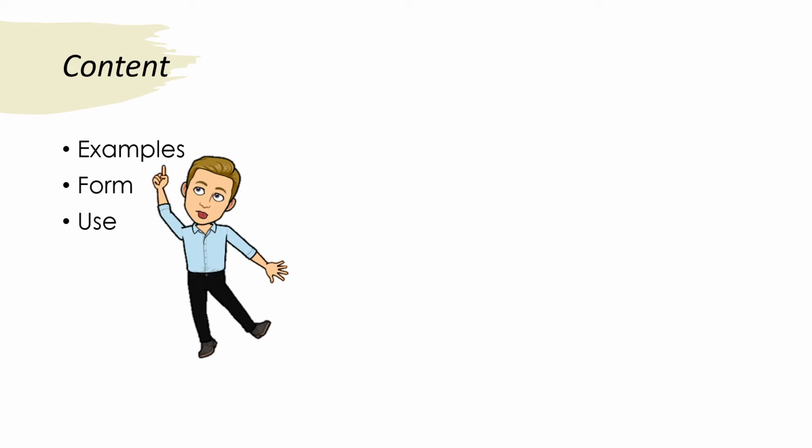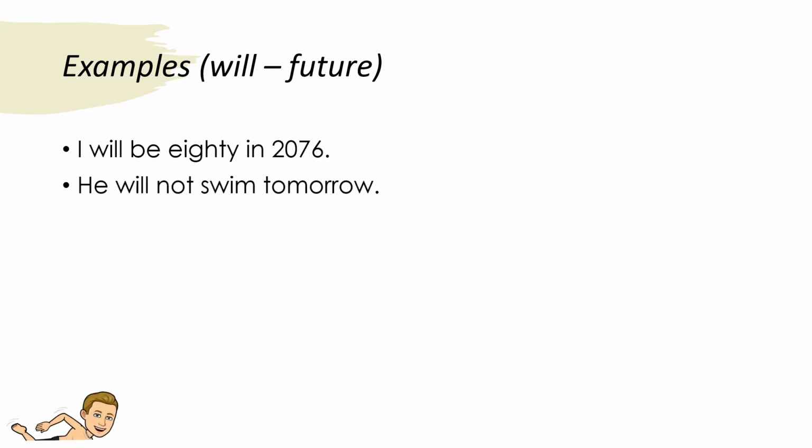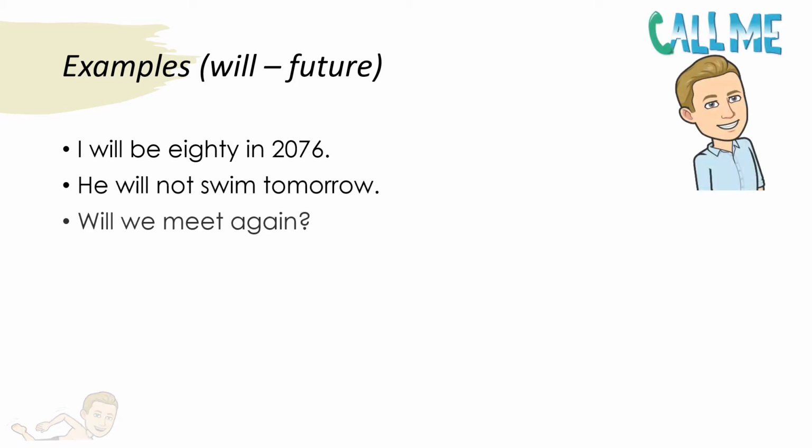Take a look at the following sentences. I will be 80 in 2076. He will not swim tomorrow. Will we meet again? All three sentences use a future simple. The first is an example of an affirmative sentence, the second a negative one, and the last is a question.